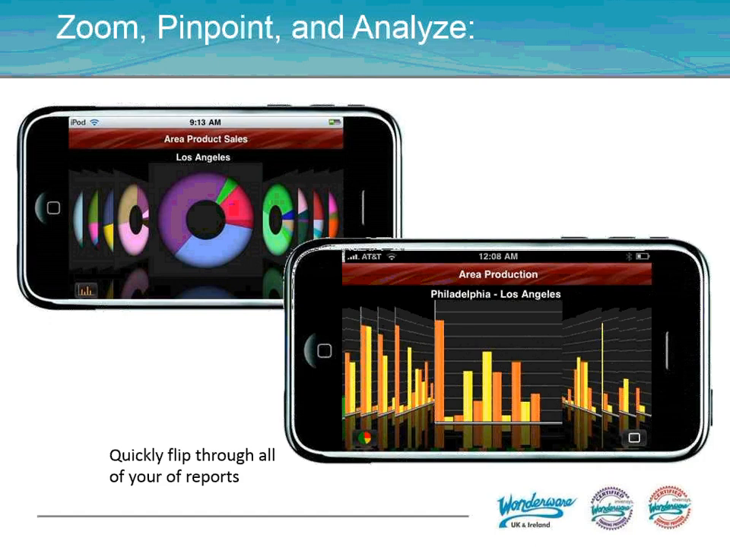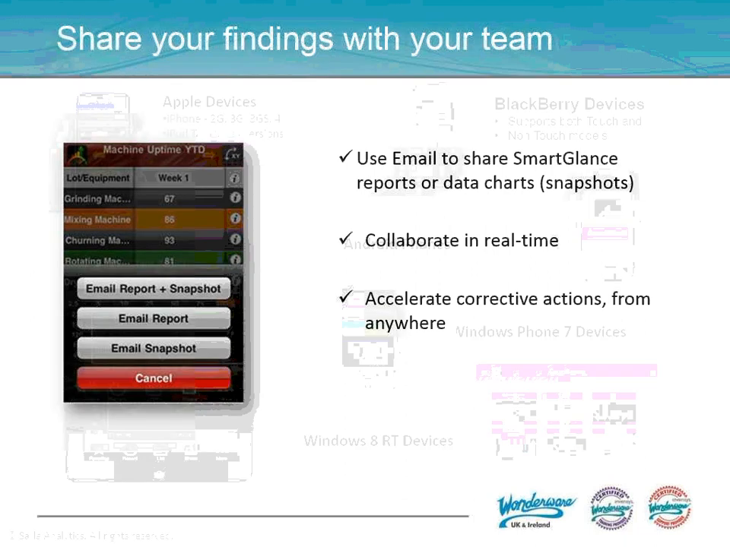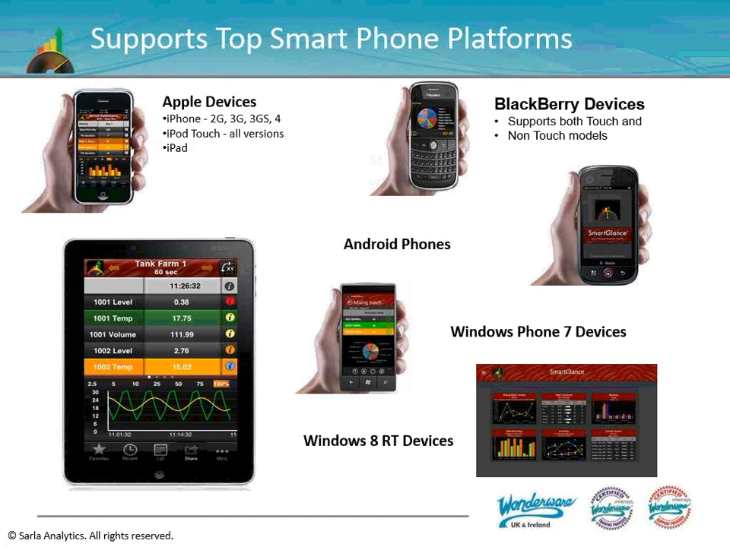You can flip through your reports, so you can actually see different pens against each other or different items against each other, and you can quickly assess all those details by using the touchscreen. As I said, you can share that information by either emailing the snapshot or the real-time information over to colleagues for collaboration. It's supported on all the smartphone platforms and devices. So there's Android, Apple, BlackBerry, and Windows devices.